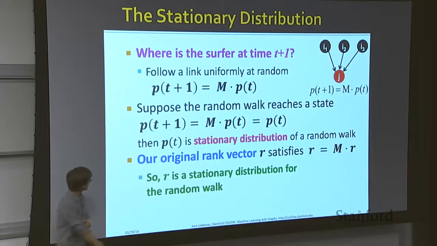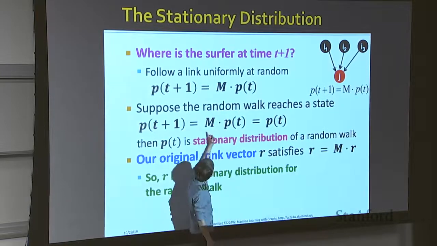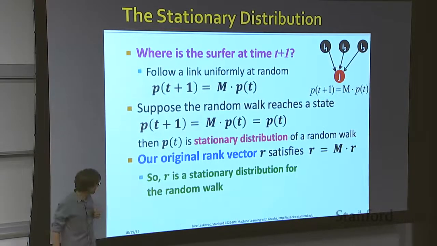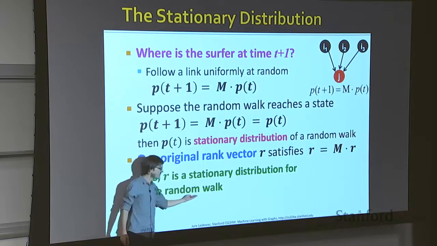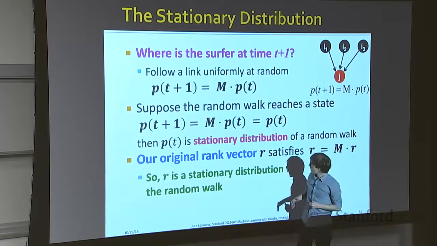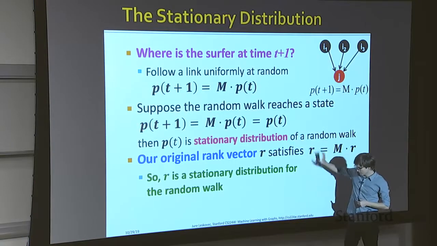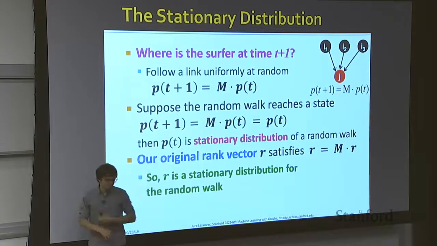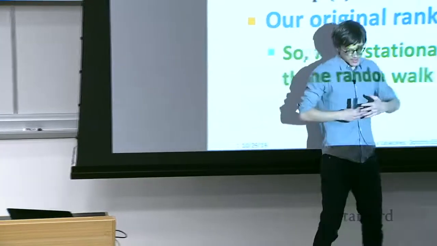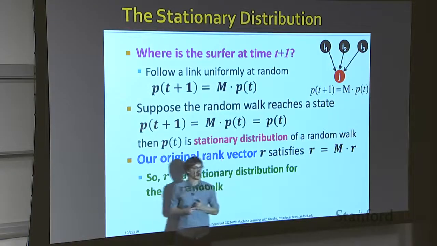Okay? But what's the point? The point is that we said the original vector R satisfies this equation. And now here, I essentially wrote the same equation again, just I called it P of t, and here I called it R. So what this means is that R is a stationary distribution of this random walk. Okay? So what did we say? What we are saying is that if I solve this R equals M times R, then essentially what I'm doing, what the semantic meaning of this vector R is to say, let's take this random surfer, let's let the random surfer walk around infinitely long, and then I just ask, what is the probability distribution of where the surfer might be at some time t? And that is what the PageRank is measuring.